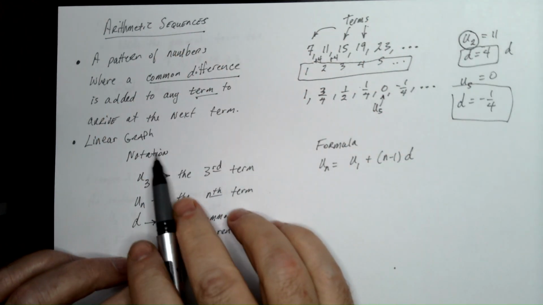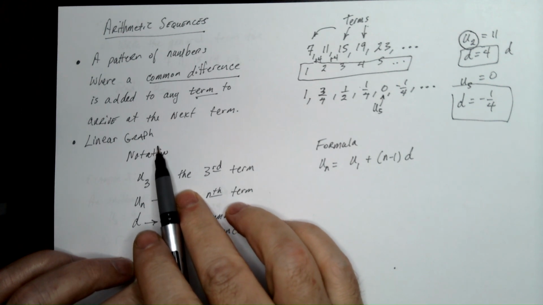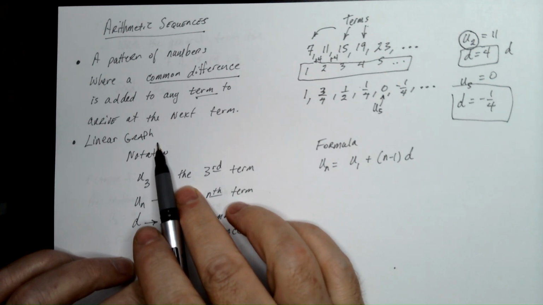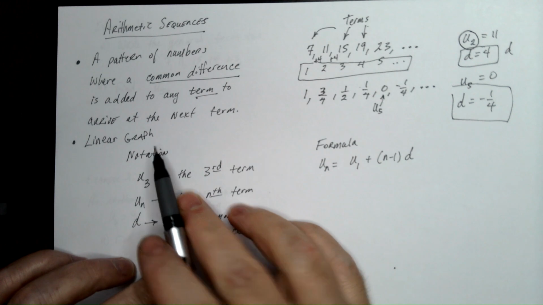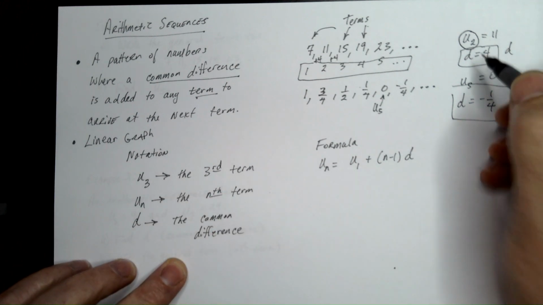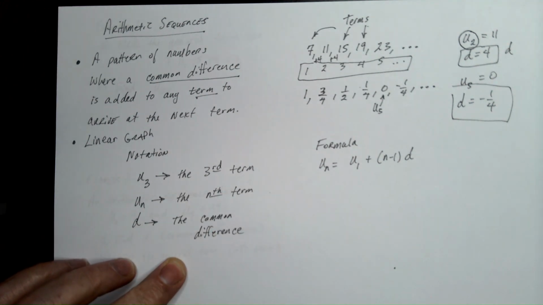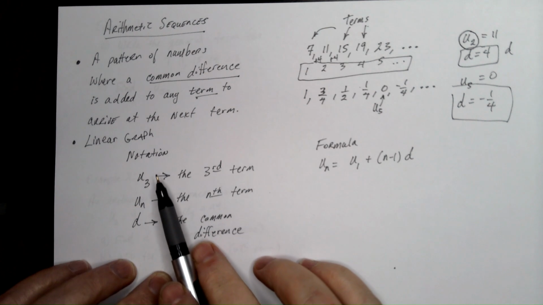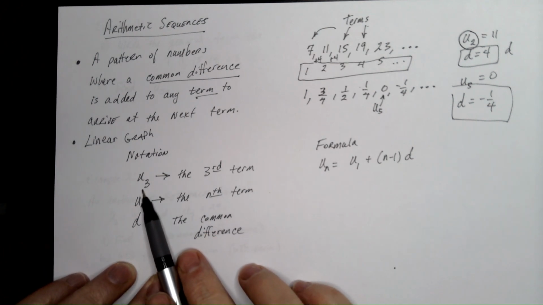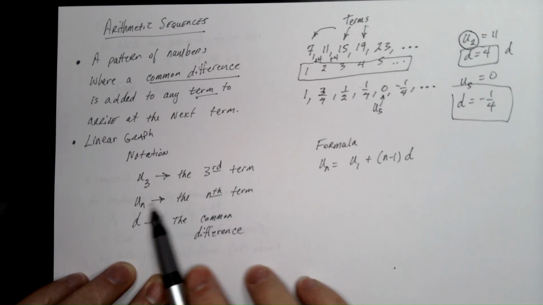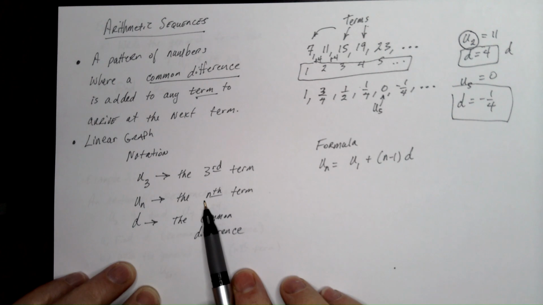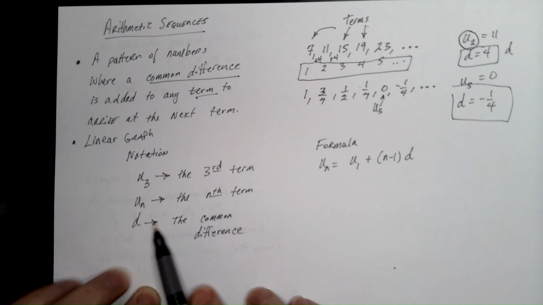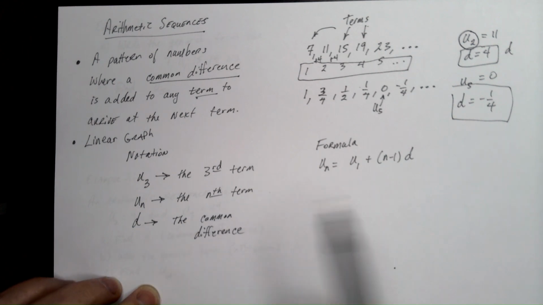Now, if you were to make a graph of an arithmetic sequence, it would be linear. It's got a slope because it's got a common difference between each and every single term. So the notation, just once again, U sub 3, that would be the third term. U sub n, that's the nth term, sometimes called the general term, and D is the common difference.